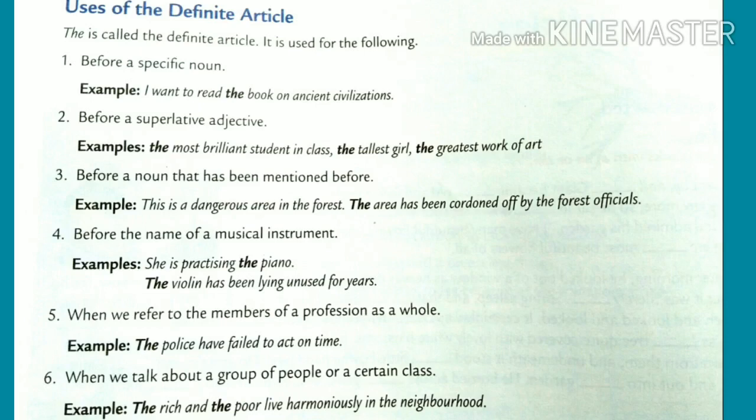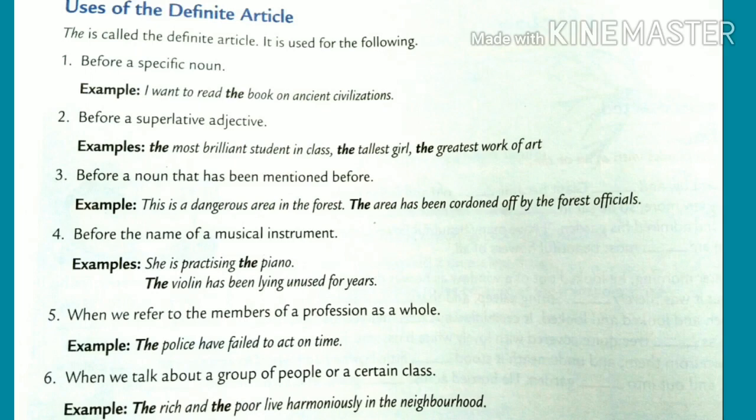Fourth one, before the name of a musical instrument, use the. She is practicing the piano. The violin has been lying unused for years. The words piano and violin are musical instruments. So we use the before those words.